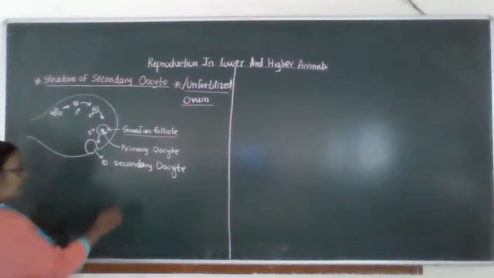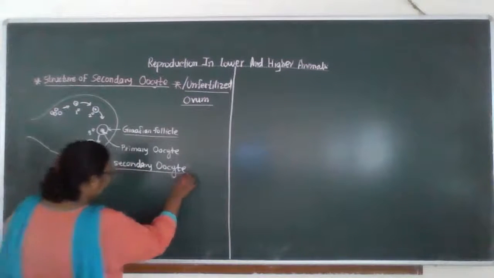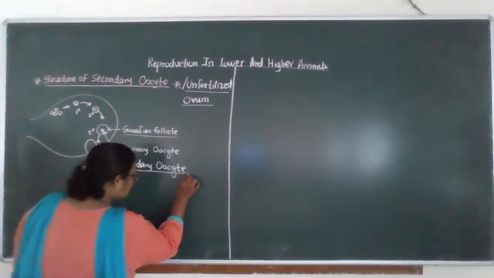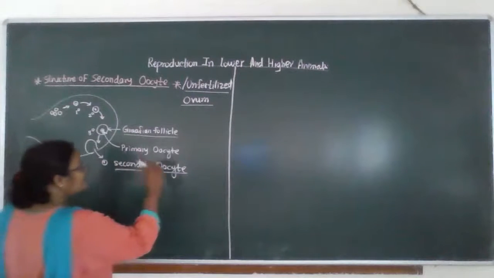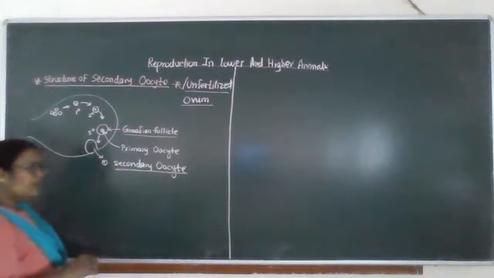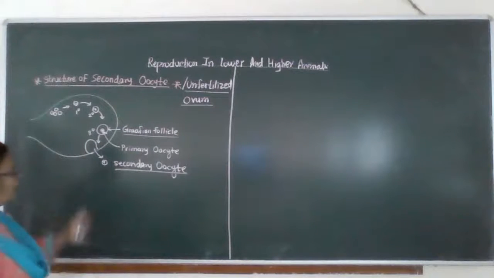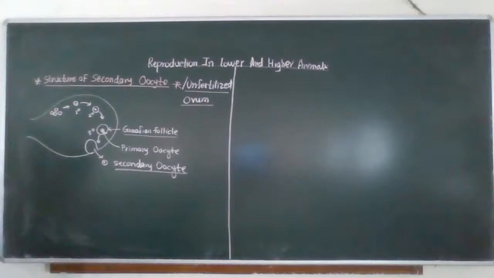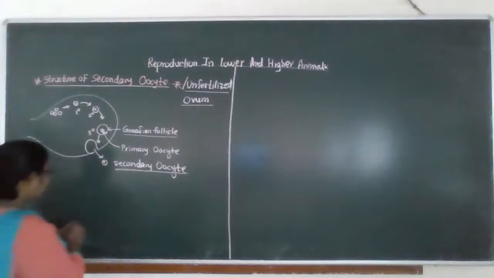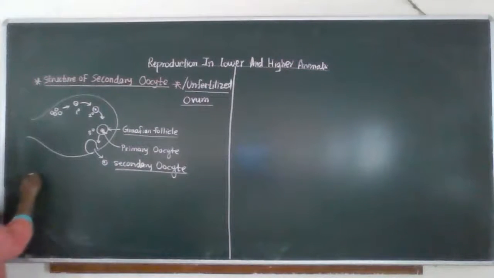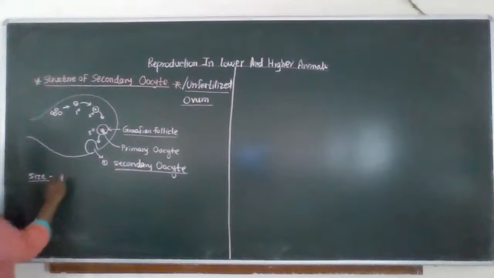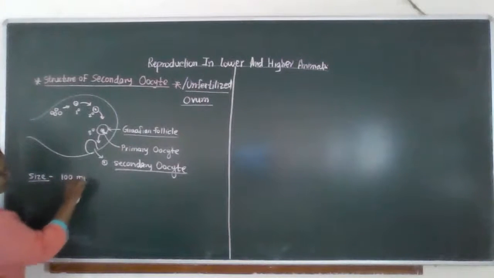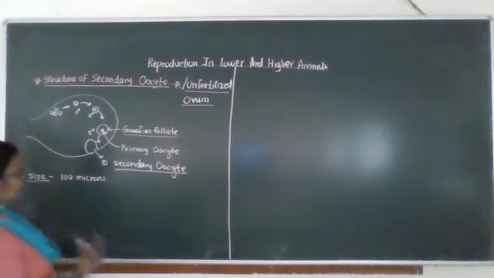So we are now going to study the secondary oocyte. This secondary oocyte is also called an unfertilized ovum. Its approximate size is about 100 microns, and it is the biggest cell in the body of a human.